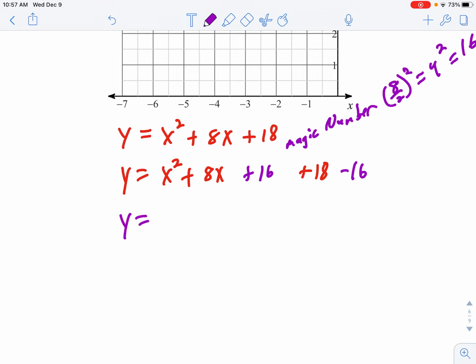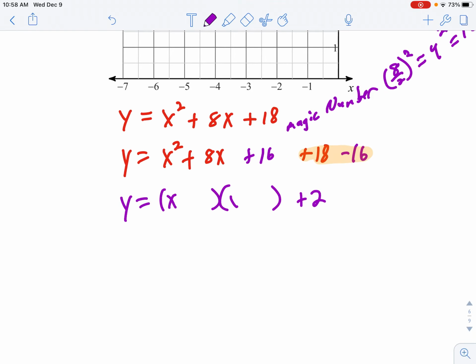Now, for these first 3 terms, you factor them. For the last 2 numbers, you just combine them. 18 minus 16, that's a positive 2. Now if we factor this, x and x, what 2 numbers multiply to 16 and add up to 8? It should be pretty obvious. That's plus 4 plus 4. Now x plus 4 and x plus 4 are the same thing. So when you multiply something by itself, you can just call it a square, and we've completed the square.